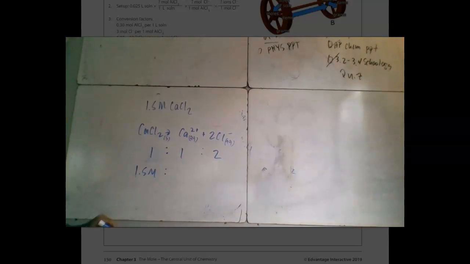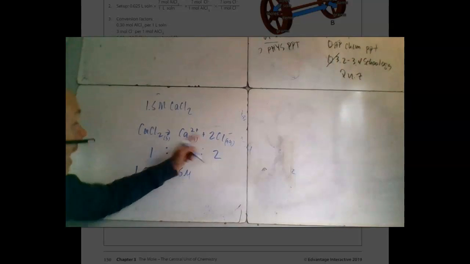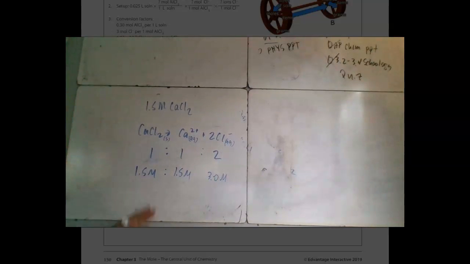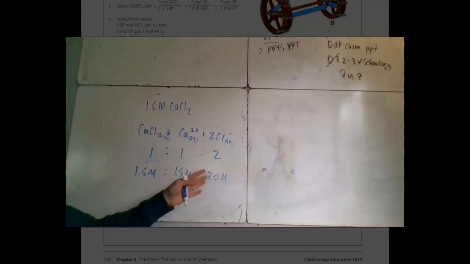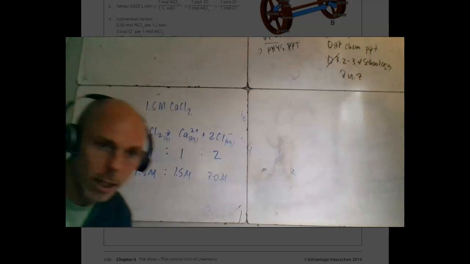So if I've got 1.5 molar calcium chloride, I'm going to have 1.5 molar calcium ions and twice that, or 3.0 molar chloride. So there's a total, actually, of 4.5 moles of ions per liter of solution from a 1.5 molar solution of calcium chloride.